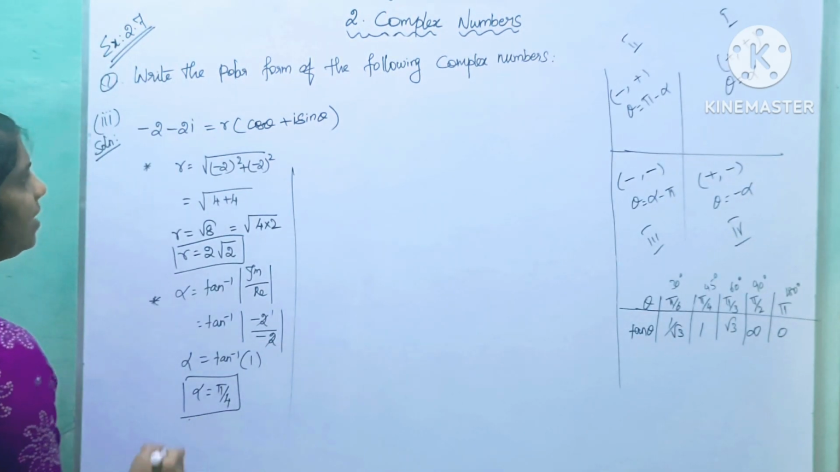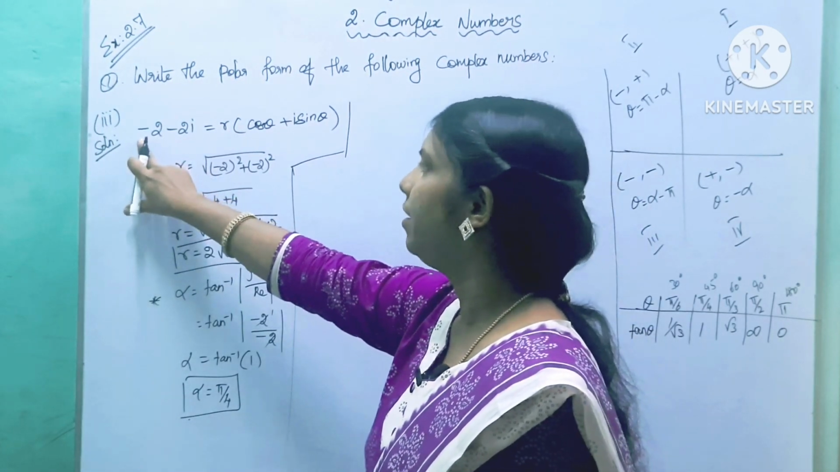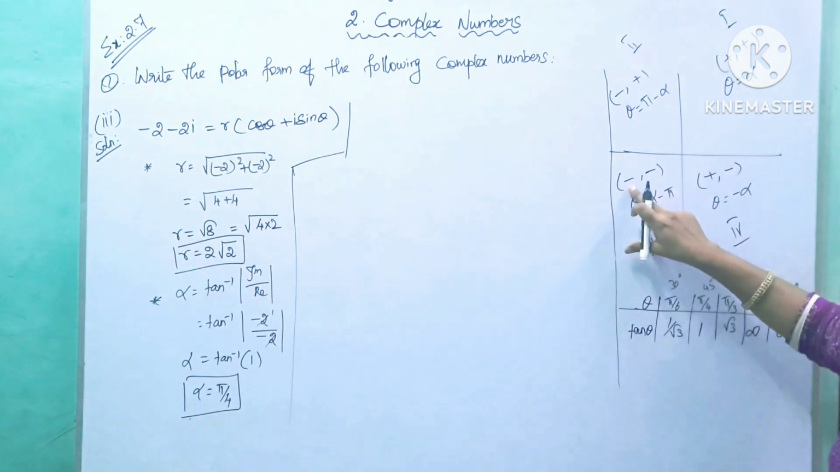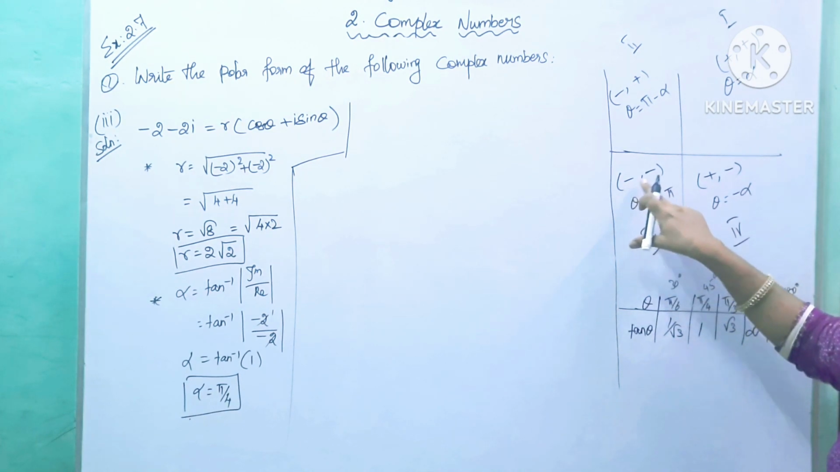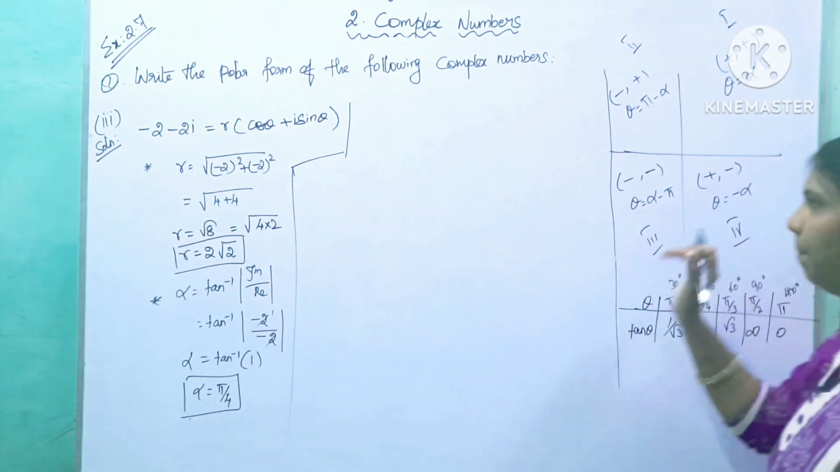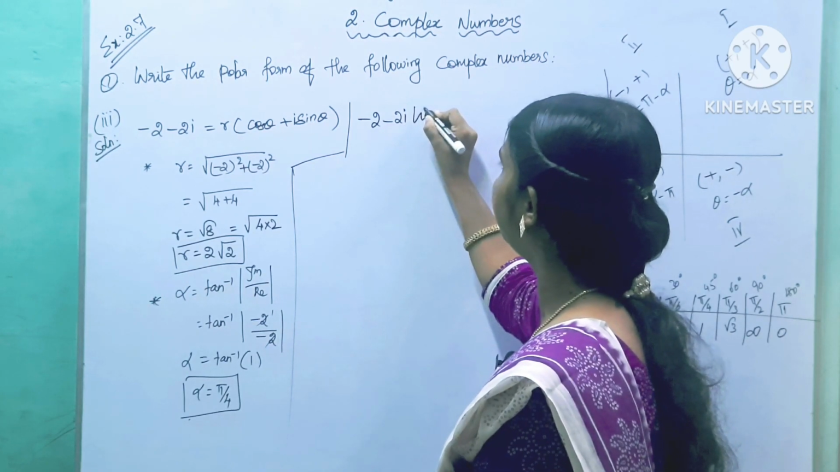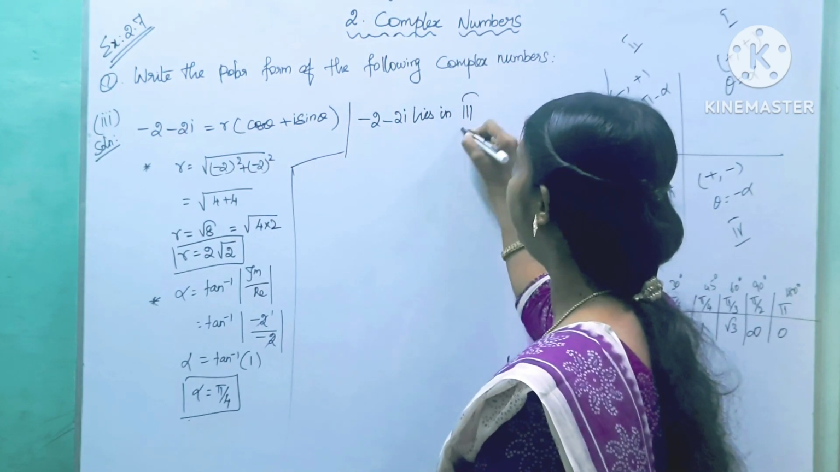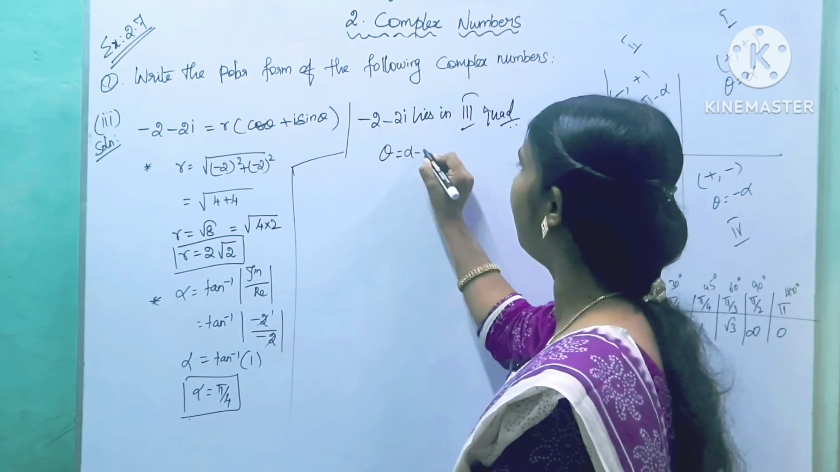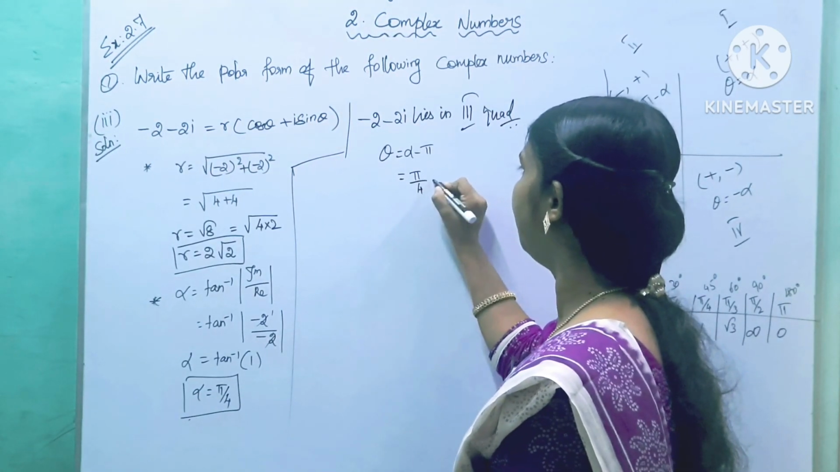Alpha value கண்டுபிடிச்சிட்டோம். Next the given complex number எந்த quadrantல இருக்குதுங்க first நம்ம கண்டுபிடிக்கலாம். இங்க பார்த்தீங்கன்னா real part is negative, imaginary part also negative. So real part, imaginary part ரெண்டுமே நெகட்டிவா இருக்குது third quadrant. So the given complex number lies in third quadrant. அப்ப theta value என்னன்னா alpha minus pi. minus 2 minus 2i lies in third quadrant. Therefore, theta is equal to alpha minus pi. That is equal to alpha is pi by 4 minus pi.